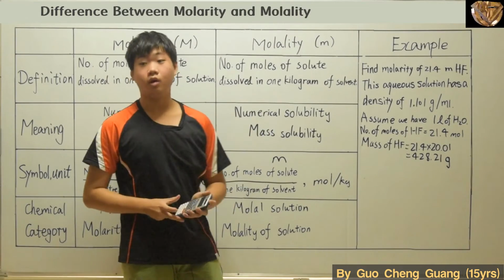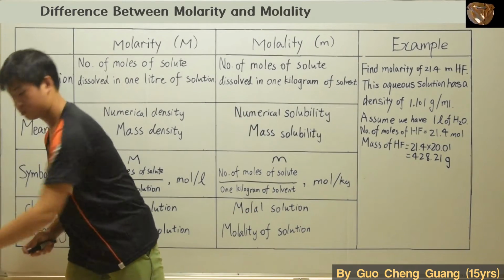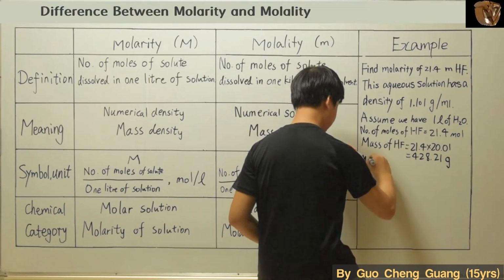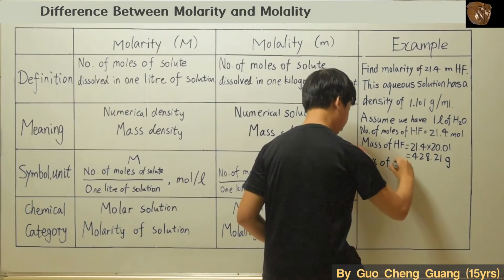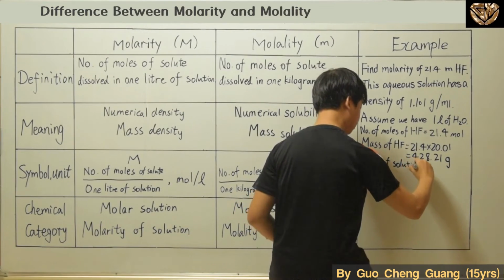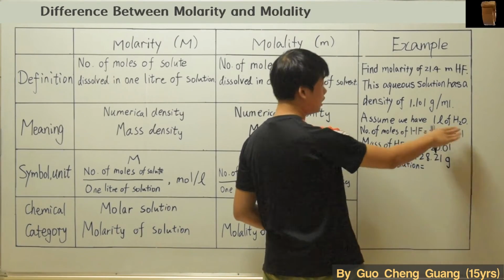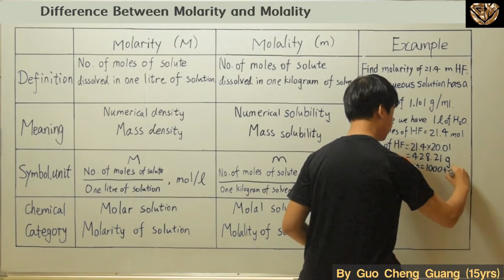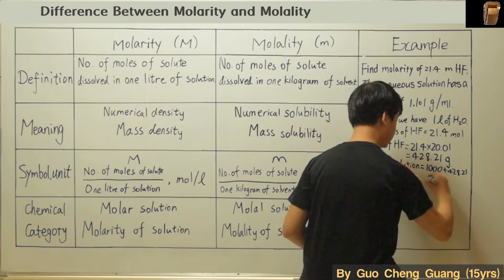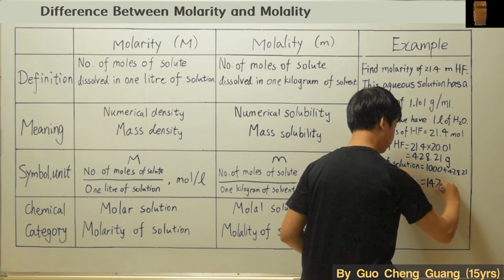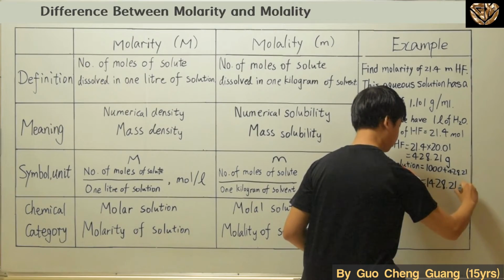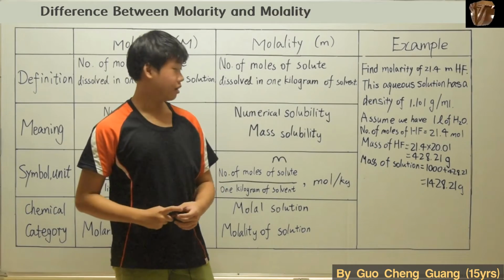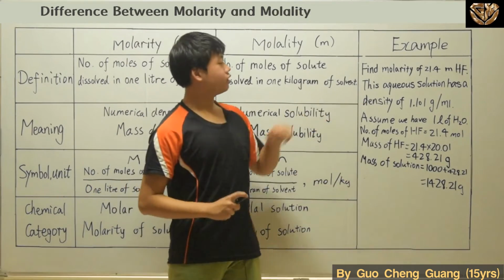Now how about let's find your mass of your solution. So overall mass of solution. This is, you have 1 liter of H2O. That means you have 1000 grams of H2O. So that means you have 1428.21 grams of solution. Now let's take a look at it.